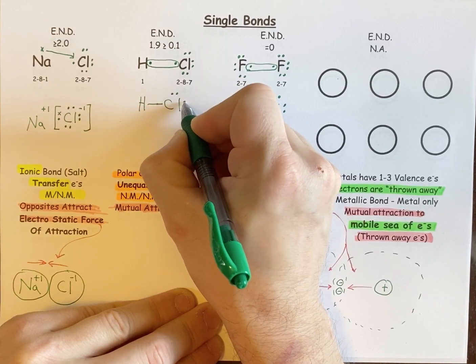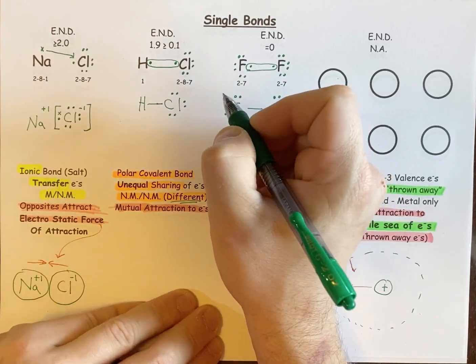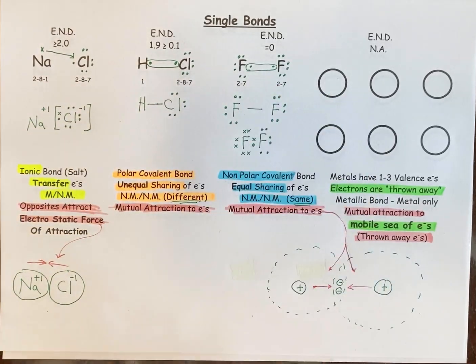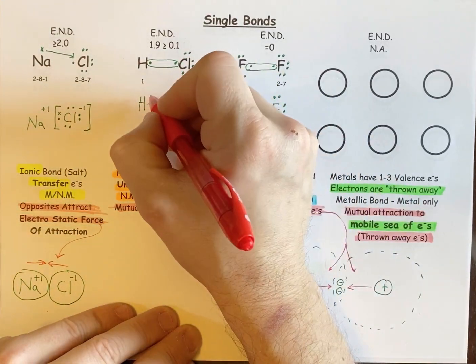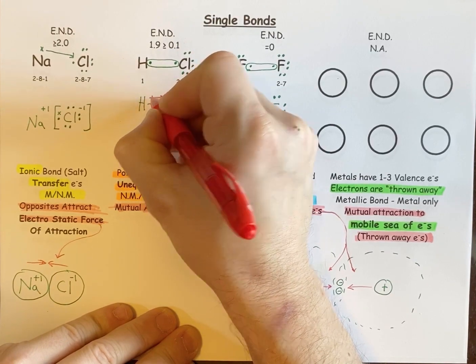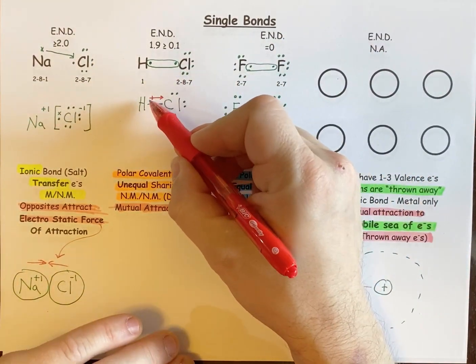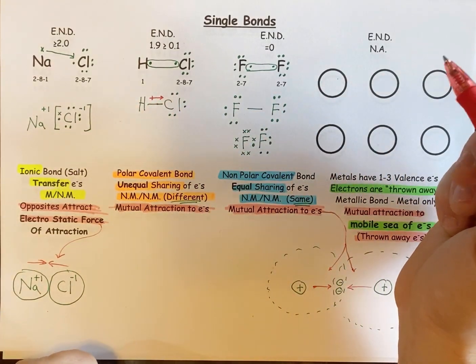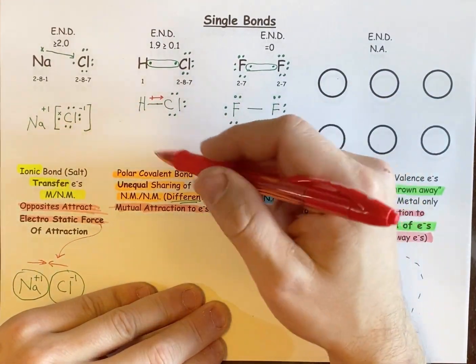Don't forget about the extra or lone paired electrons on the outside. And now the way we show the unequal sharing is this. We draw an arrow pointing towards the negative element, and we put the end of the arrow as the positive end. That shows the positive end of the molecule.